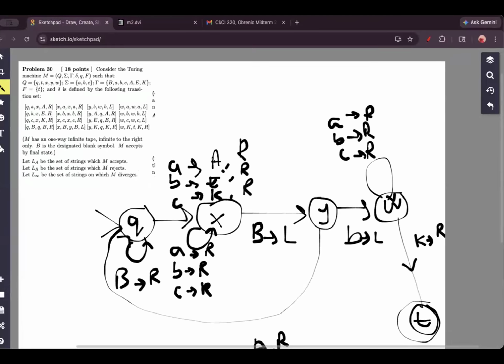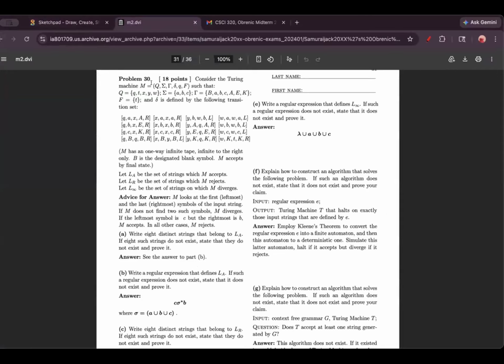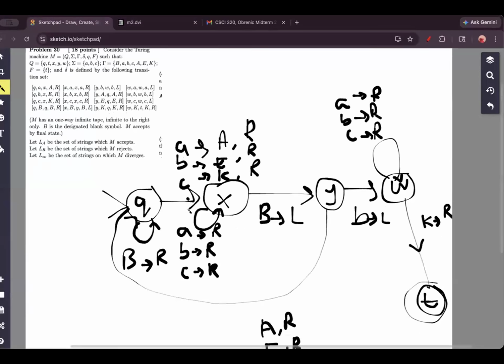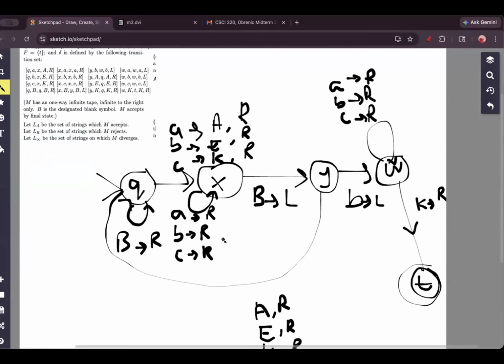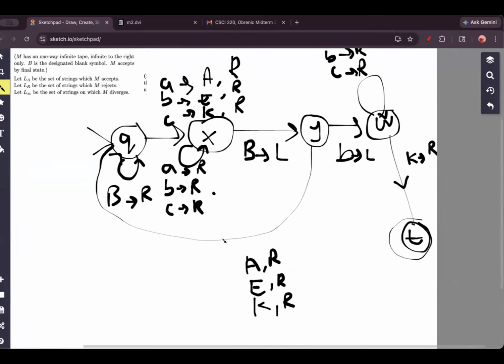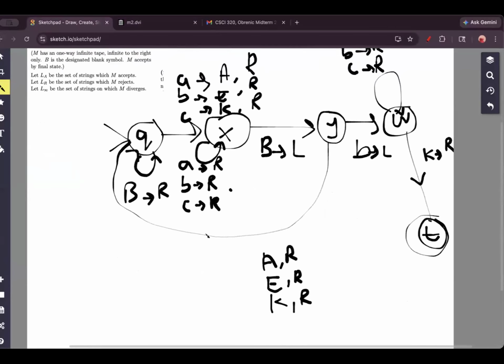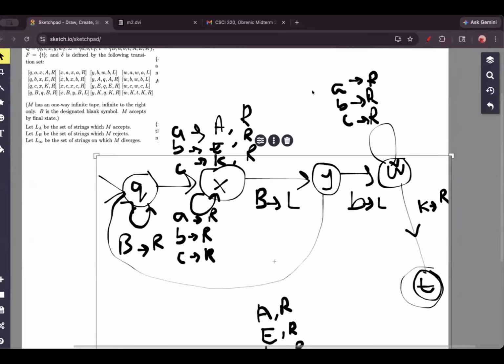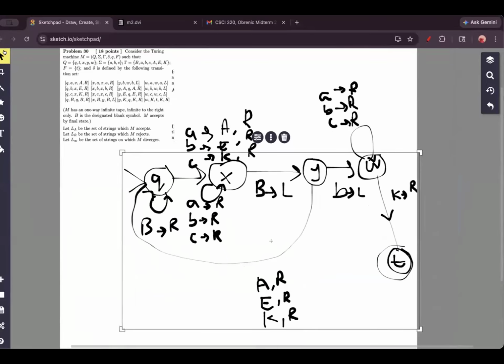Okay. Let me see part A. Write eight of the strings that belong to LA. That's going to be: just find the regular expression and then generate eight different strings from it. Let me get this smaller.